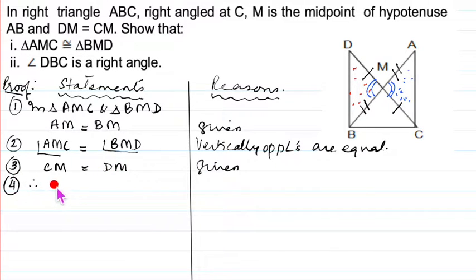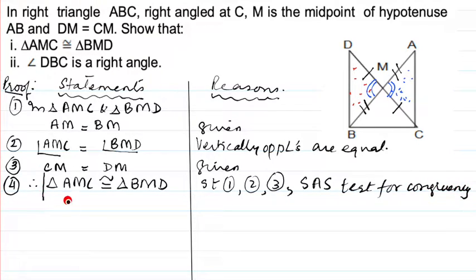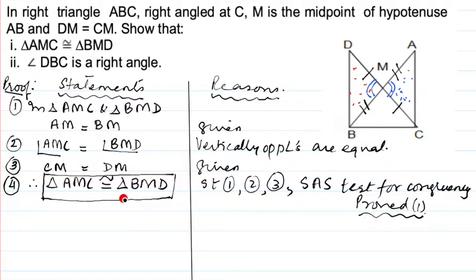Statement number 4, therefore triangle AMC is congruent to triangle BMD, and this will be from statements 1, 2 and 3, and it will be side angle side. So SAS test for congruency, and we put this in a box, which we have proved, and that's our first proof.